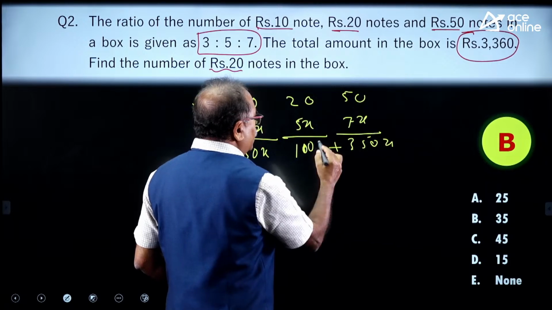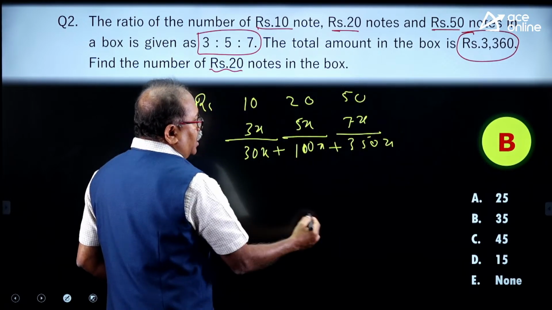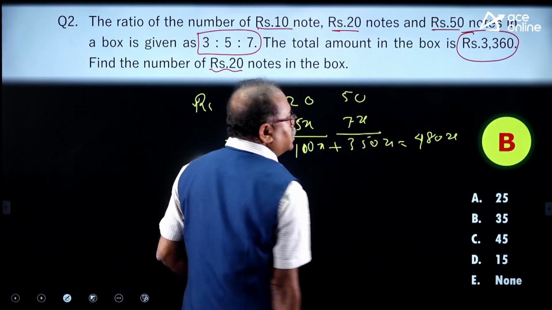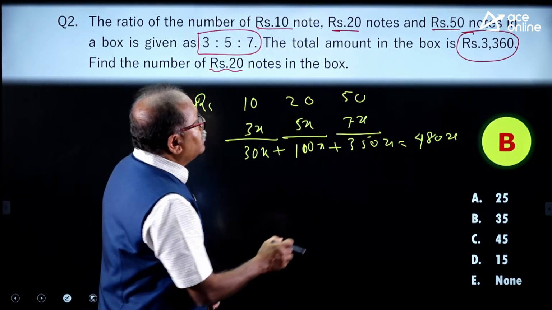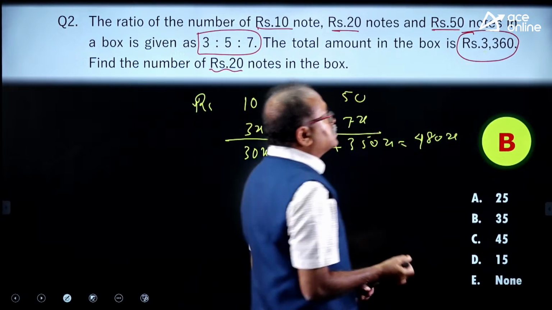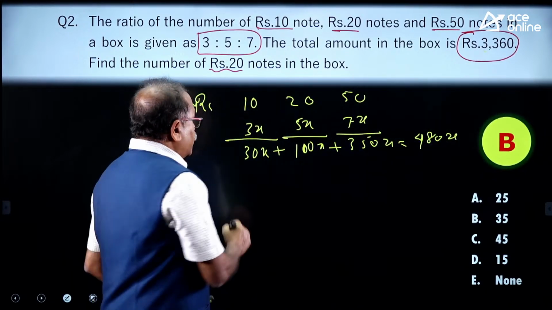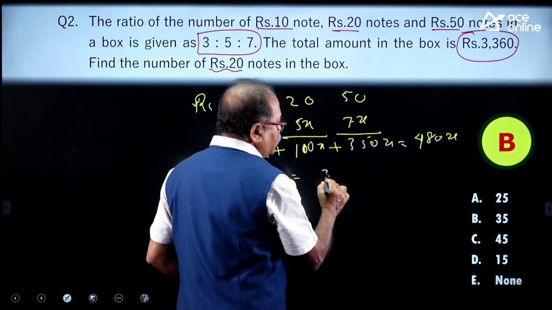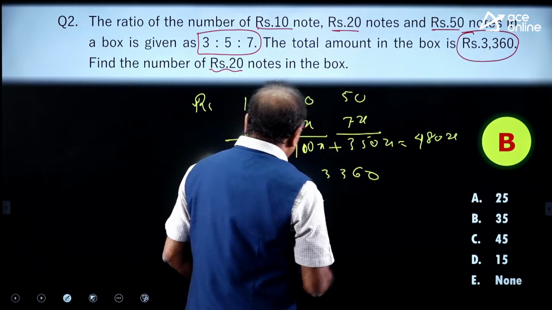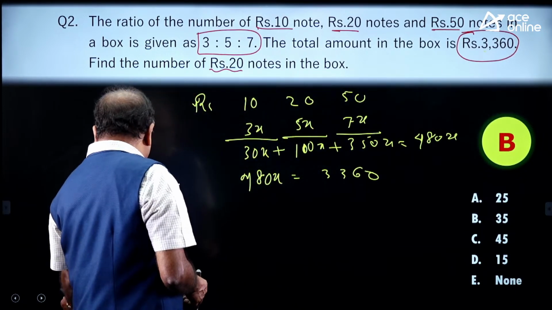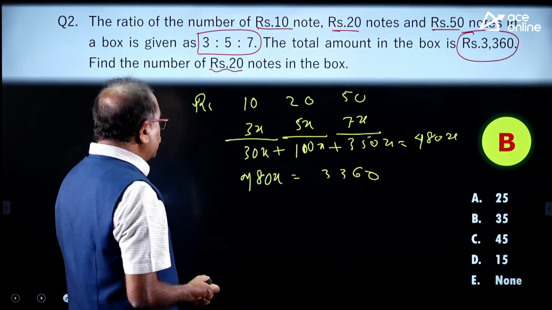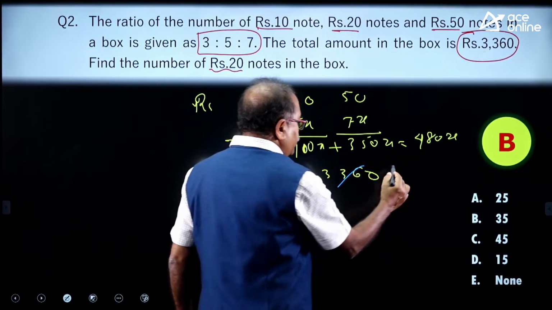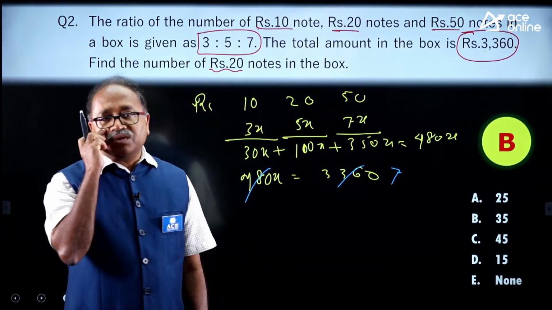So when I add up all these values, I will be getting 480x. Am I right? It is 480x. And the value is given to us, 3360. So let's write down 480x is equal to 3360. Then what is the x value? Did you notice that this is getting cancelled? 7 times 8 is 56. So this gets cancelled, 7 times. The x is equal to 7.